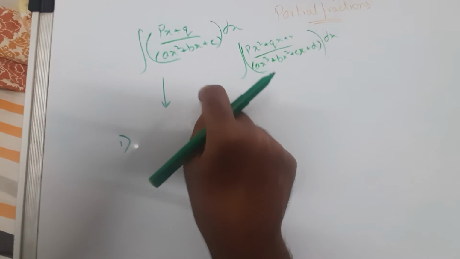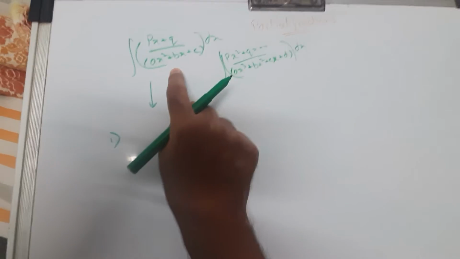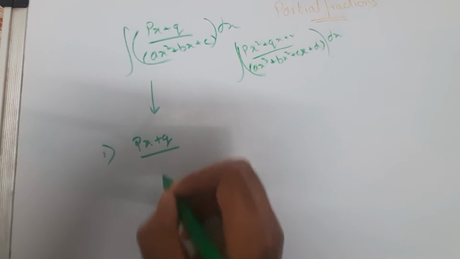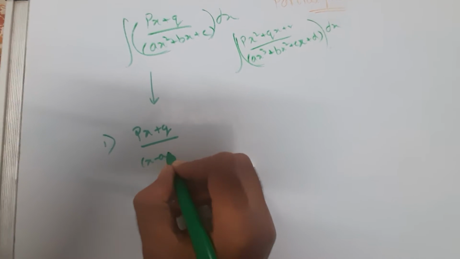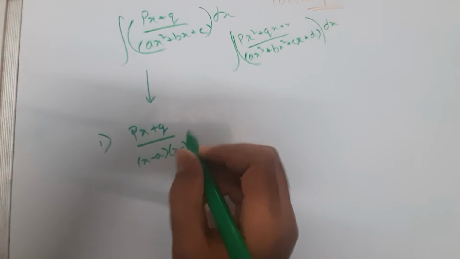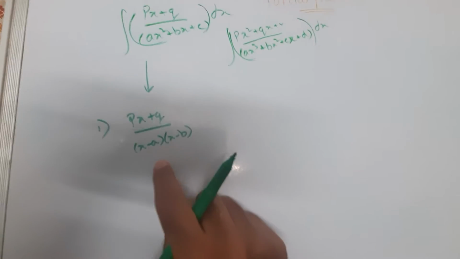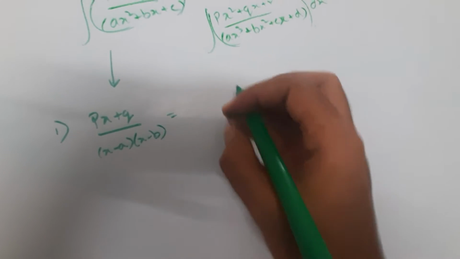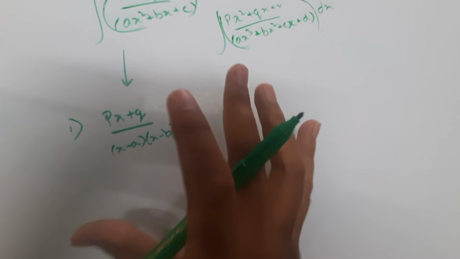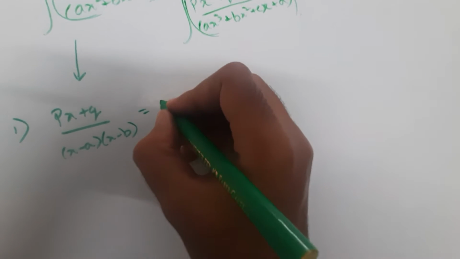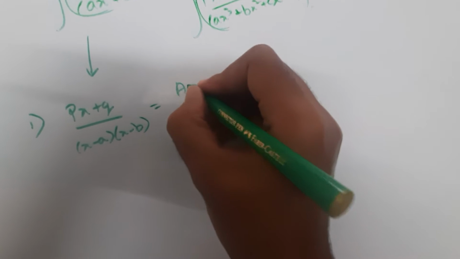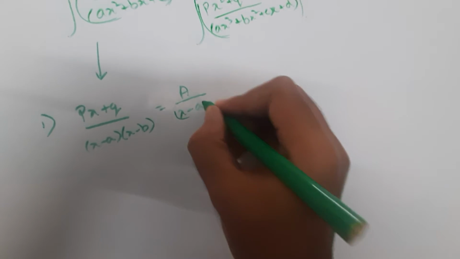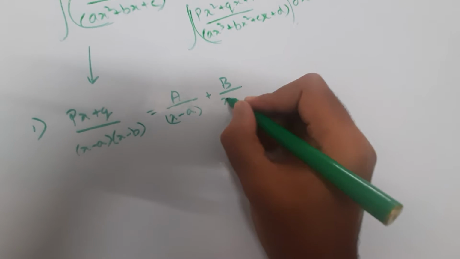The first step you're going to do is factorize the denominator. So in type 1, we're going to get (px+q)/((x-a)(x-b)). Suppose this is any equation and you get factors like this, okay? With these factors, this is integration, okay? I'm just ignoring it for a while, but we're going to come back to it. So it's A/(x-a) + B/(x-b).